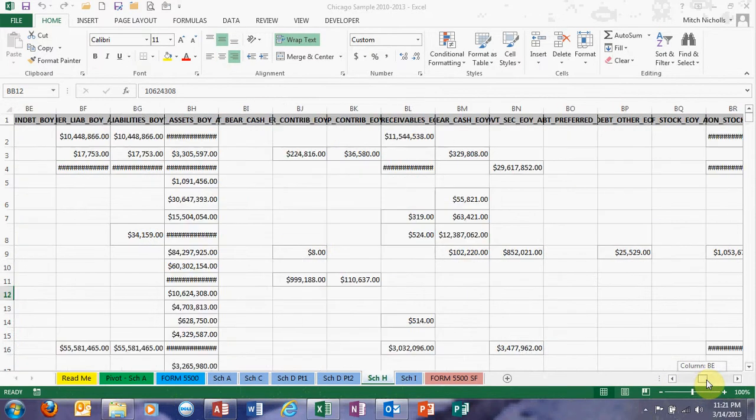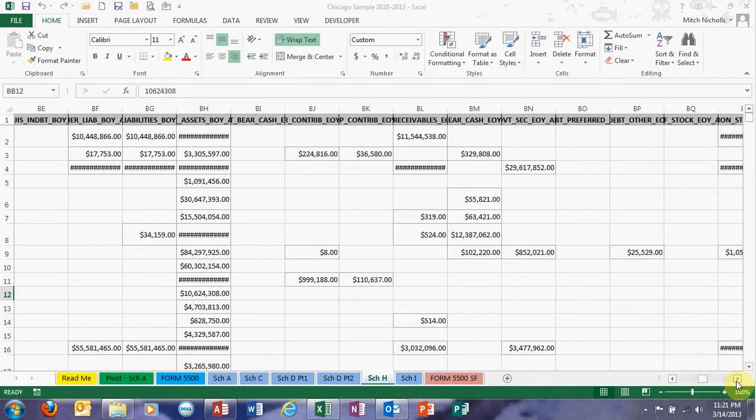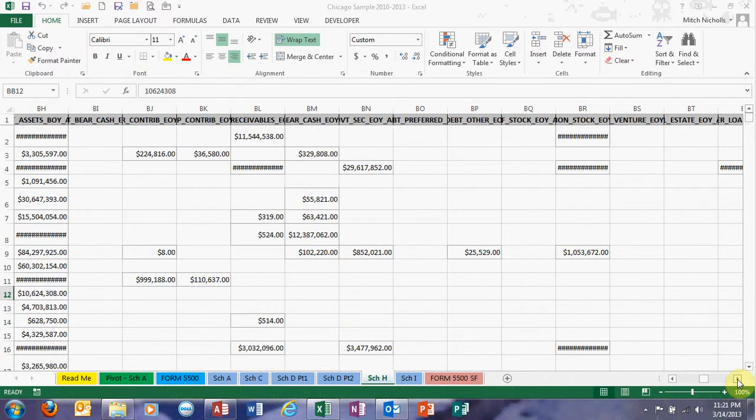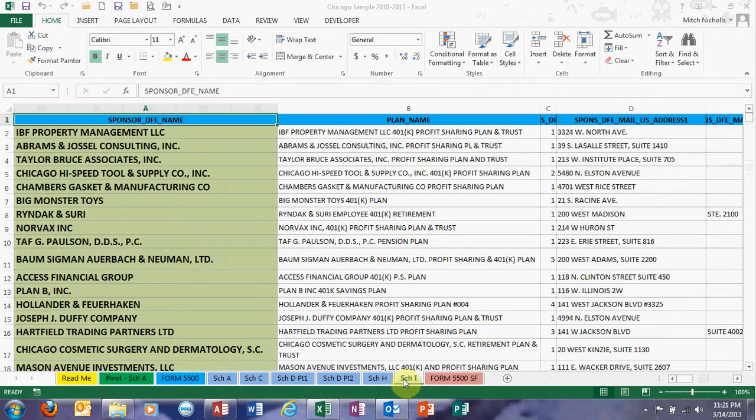If you look at this through the Microsoft database, it looks a lot cleaner than this, and you'll see what I mean. I'll switch over to that here in a second. Schedule I. H is large plans. Small plans are under the Schedule I.